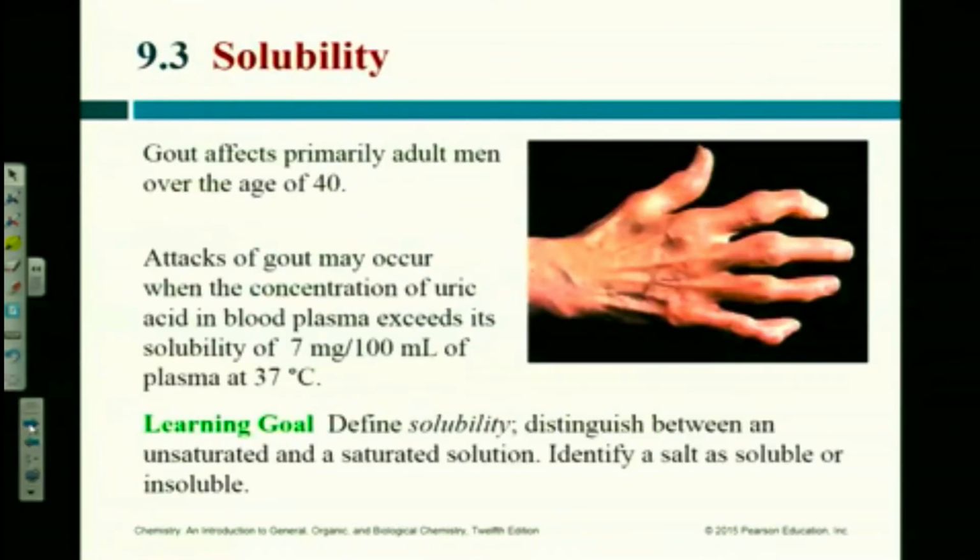Gout. Gout is a disease that is common in some people that reach a certain age, normally people over 40, but it can occur in younger people too. It comes from uric acid. Uric acid will precipitate out and form crystals, and it's very painful, okay?